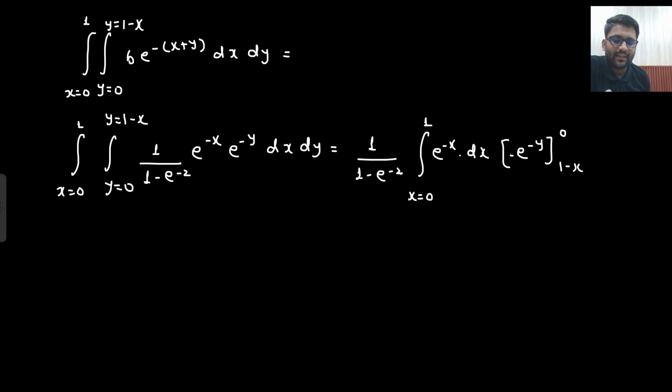If I use the negative sign here, that means the limit will go from 0 to 1 minus x. Now if I kill that negative sign, that means I can interchange the limit. Well and good, very simple mathematics, nothing else.